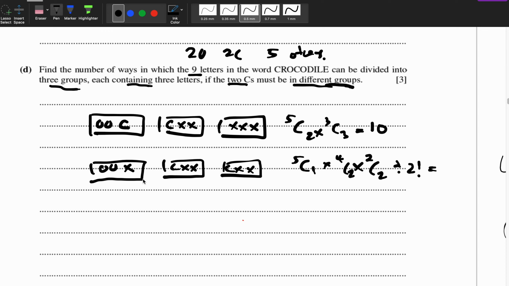Okay, is it considered correct? Let us check again. 2 in the different group, 2O in the same group. If you press calculator for this, let's check again. 5C4 divided by 2. So this is going to be 15.